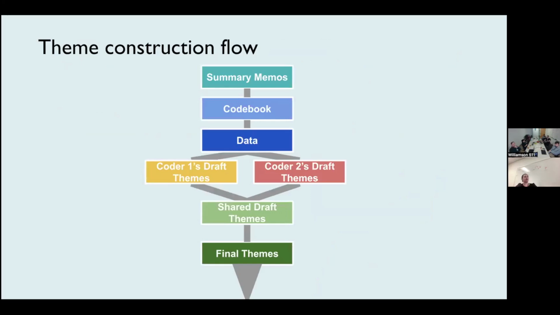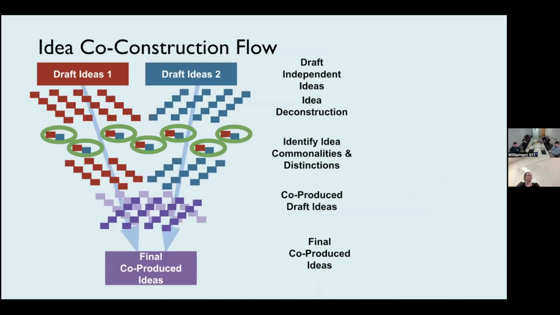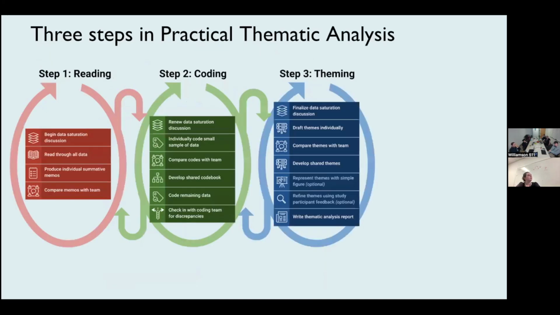And so it ends up looking like this. Folks draft their summary memos. You develop a shared code book, go to the data, code the rest of the data, independently develop themes, and then rip them apart, put them back together into a shared model to get your final themes. And it kind of looks like this. You find areas of commonality, areas of disagreement, you discuss with the group, snacks are required, et cetera, et cetera. You can do this on Zoom. You can do this in person. And there are the 3 steps in context.